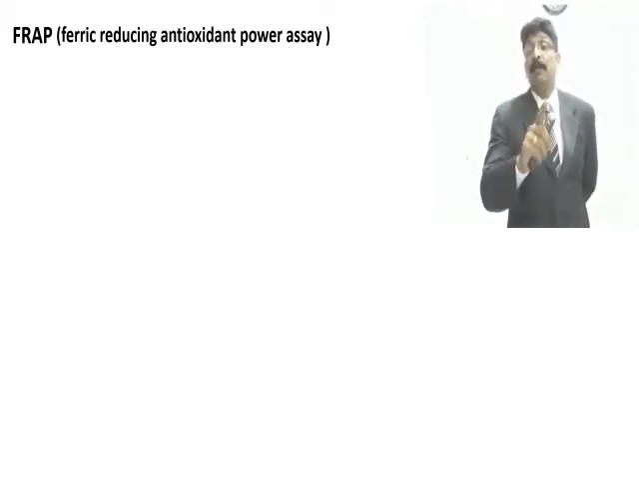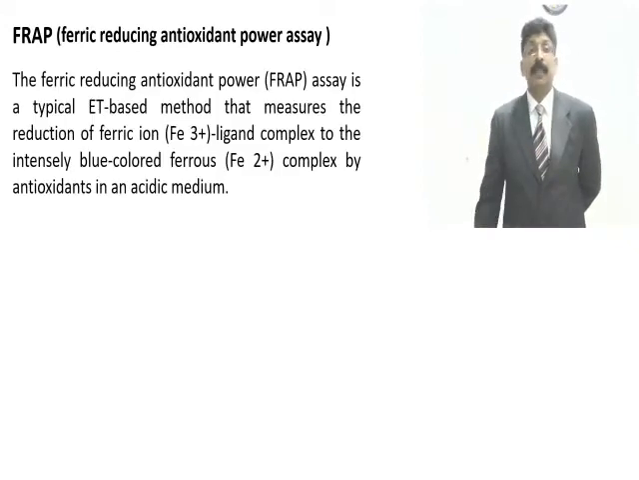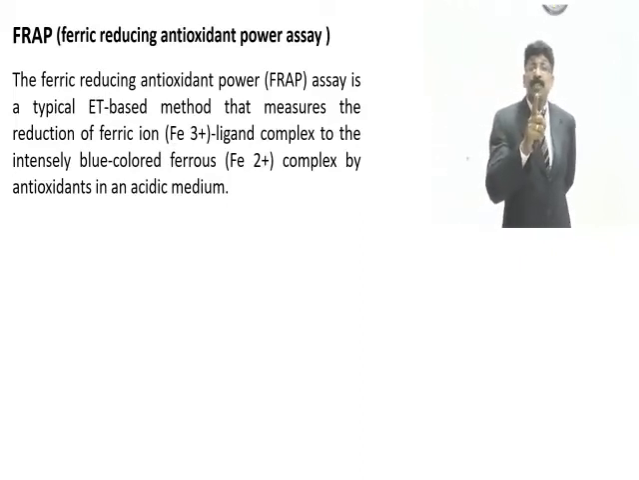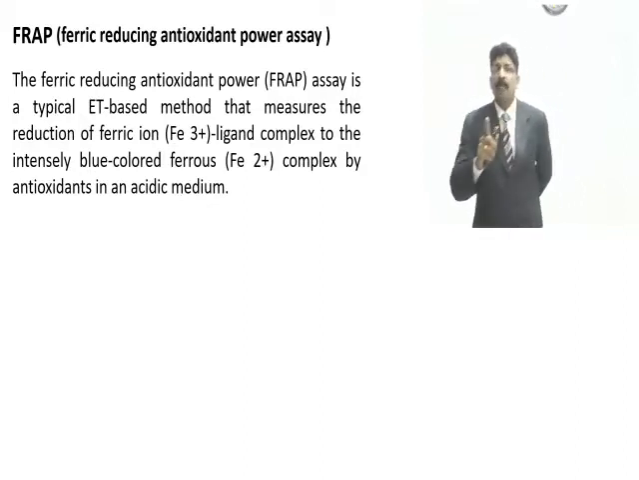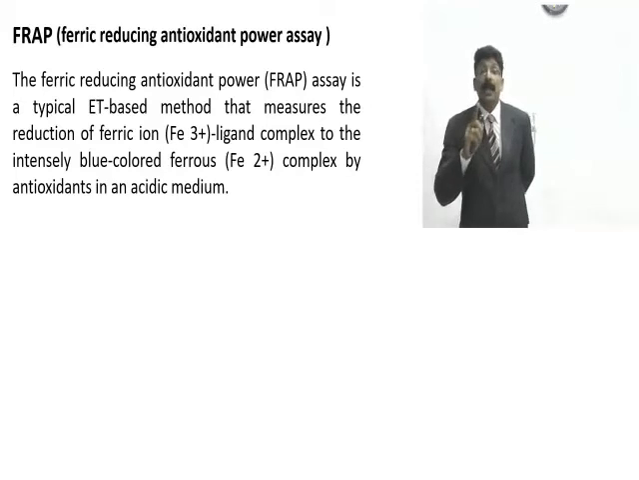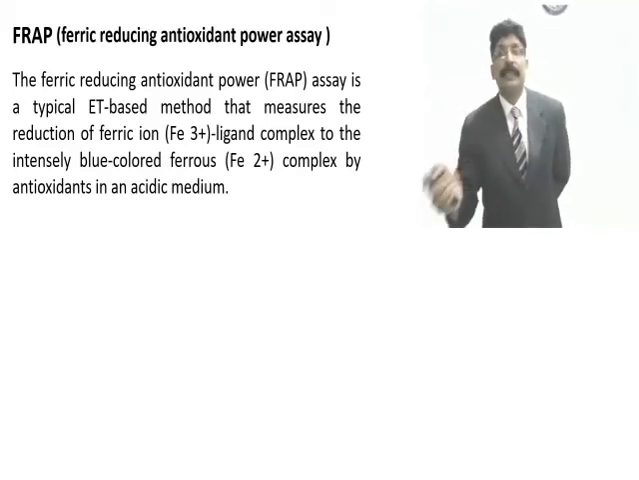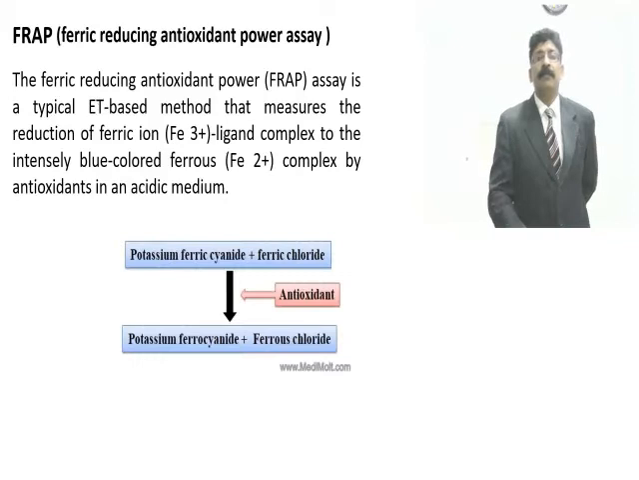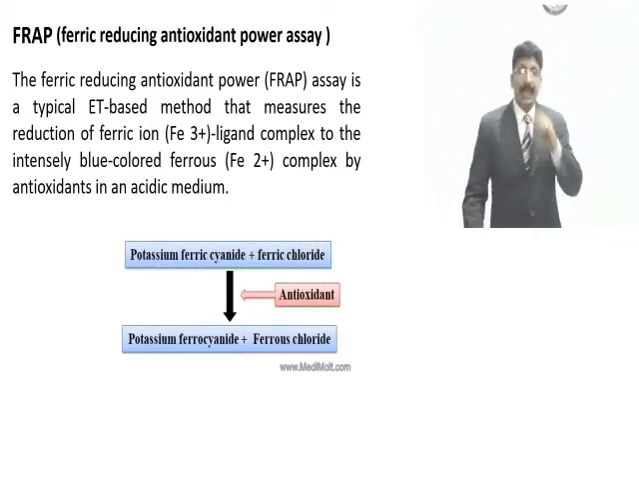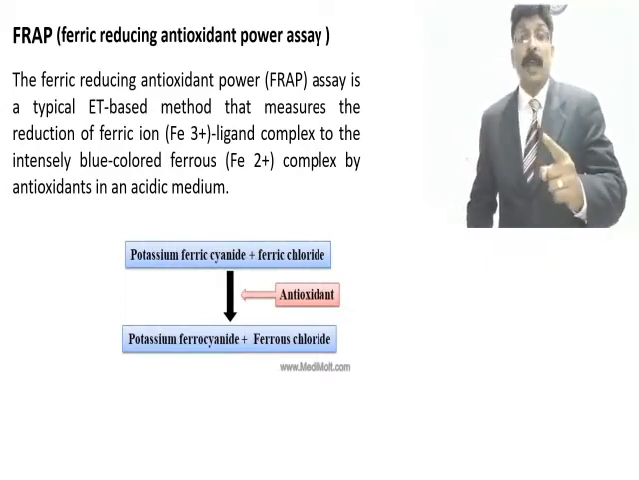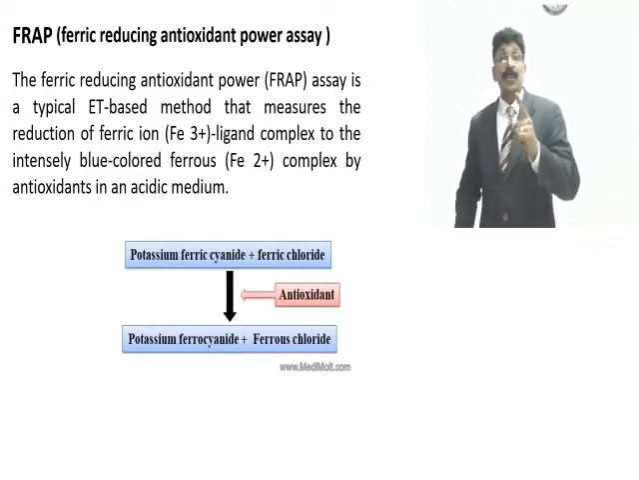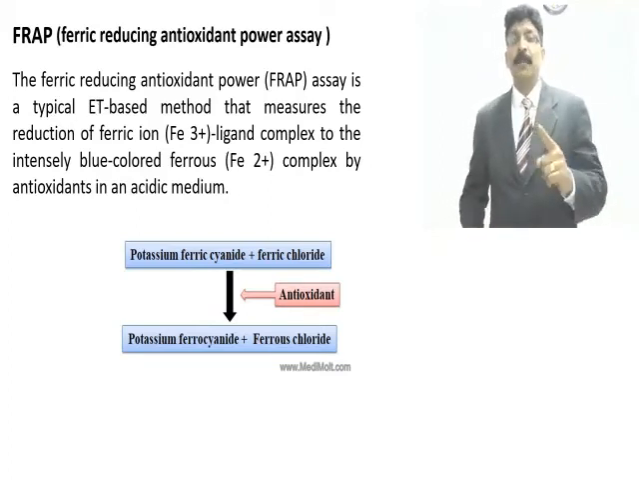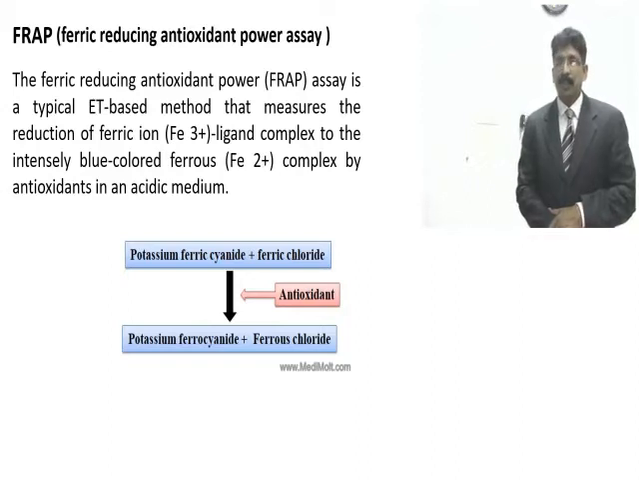It is very important for the students to clearly understand this. The ferric reducing antioxidant power assay is a typical electron transfer based method that measures the reduction of the ferric ion Fe3+ ligand complex to an intense blue ferrous Fe2+ complex by antioxidants in an acidic medium. Potassium ferricyanide, when added with ferric chloride in the presence of antioxidant, is converted into potassium ferrocyanide and ferrous chloride. That shows the color change, which can be identified by the inhibition capacity of the antioxidant.